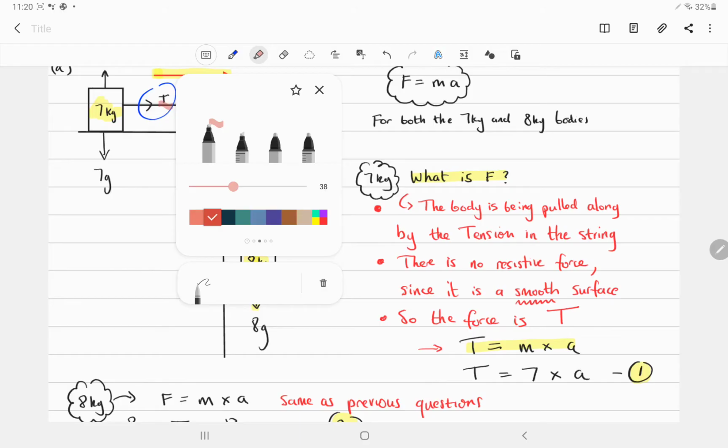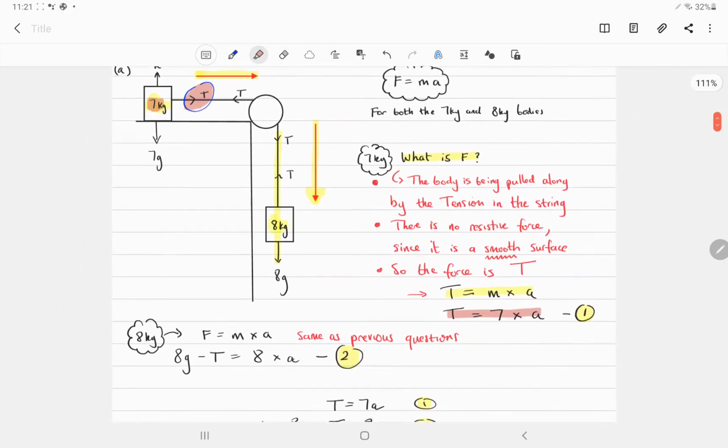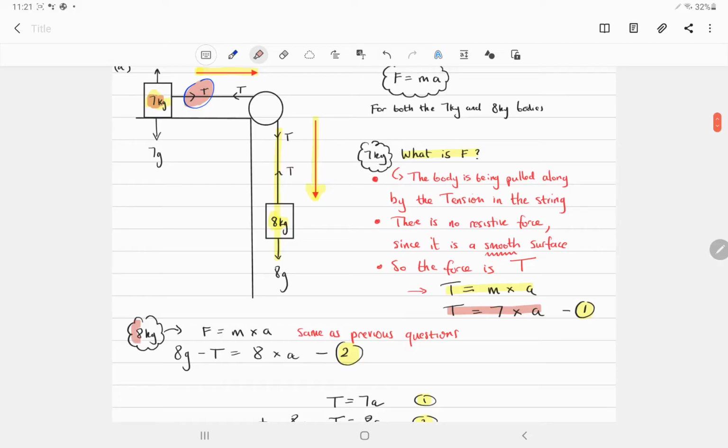So this T is equal to mass times acceleration. So there's our first equation. Just like we did in the previous exercise, we have an equation, F equals ma, for one of the bodies. Let's do the same for the second body, for the 8 kilogram body. This one is just exactly the same as the previous exercise. Force is equal to mass times acceleration. It is the downward force, subtract the tension, 8g minus T. That is the resultant force, sorry. 8g minus T is equal to mass times acceleration, which is 8 times a.